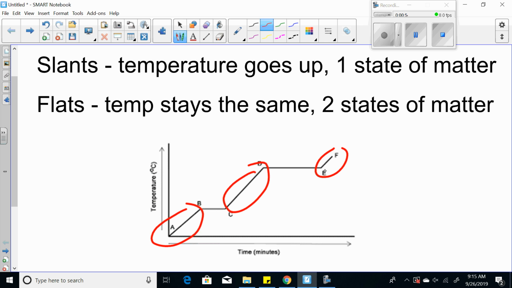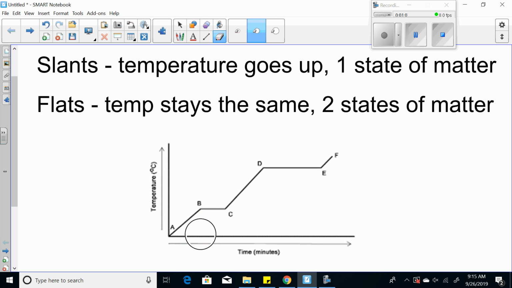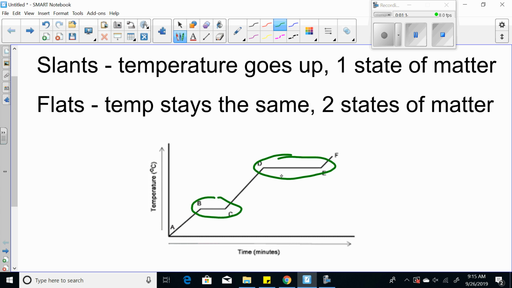So the slants are when you only have one state of matter, and that state of matter is rising in temperature. The flats, or the plateaus, whatever you want to call them, are when you have a change from one state of matter to another. I have flats there and there. This is when ice would melt into water. This is a transition from one state of matter to the other. This would be a transition from liquid to gas, like the boiling of water.